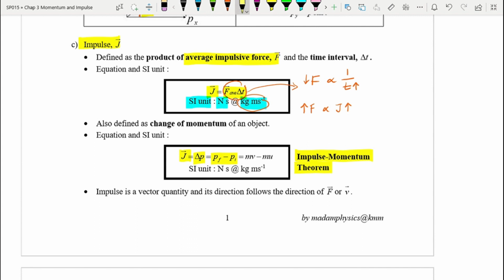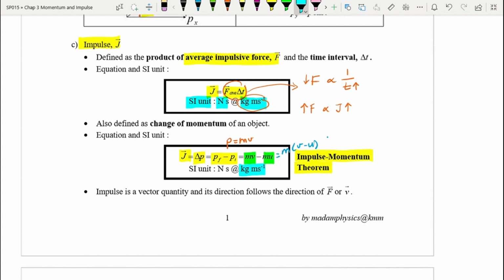Dan of course kita memang dah tahu momentum punya formula adalah mass times velocity. So kalau final kita just gunakan mv lah, m times v. Kalau initial, m times u. So mv minus mu, ataupun kita boleh tulis dia sebagai m(v minus u). So change in momentum also equals to impulse. So that's why sebenarnya kita ada unit yang sama untuk impulse dan juga momentum. So that is impulse momentum theorem.